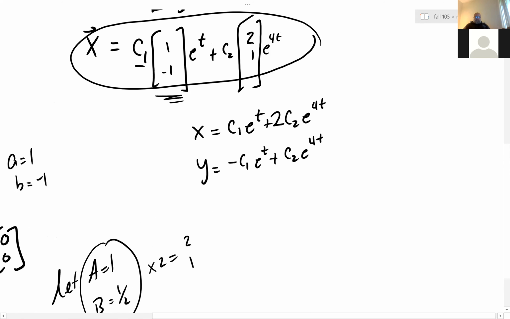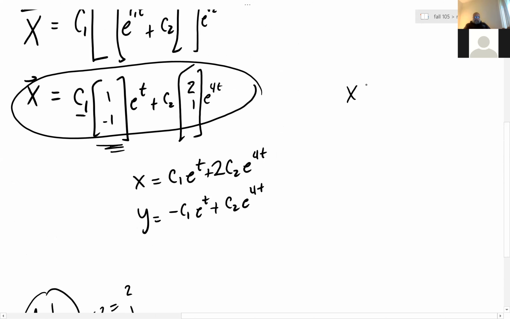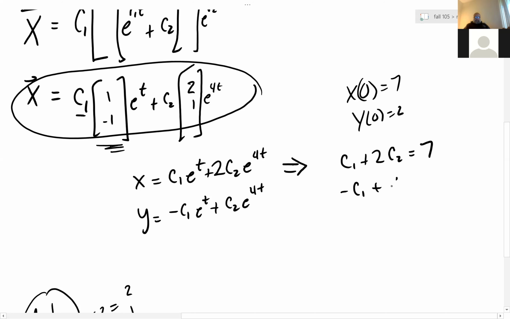You're like, that's cool. What does that tell me? Well, remember, x of 0 we said was 7. Y of 0, let's say, was 2. If you plug those in, e to the 0s are just 1s, and so that transforms into C1 plus 2C2 is 7. And you get negative C1 plus C2 is equal to 2. So if you solve that, this would be add. Oh my goodness, it's like I know what I'm doing tonight. Weird. So C2 would be 3. And I guess that makes C1 equal to 1.